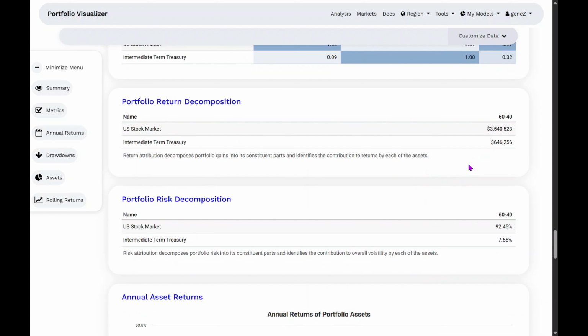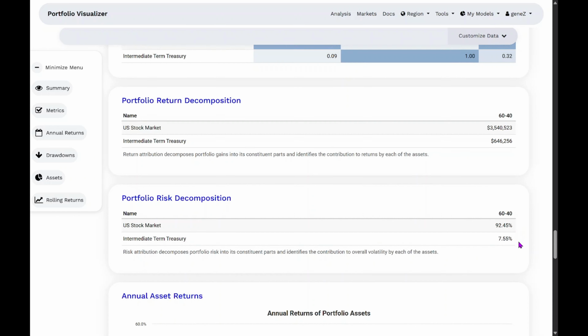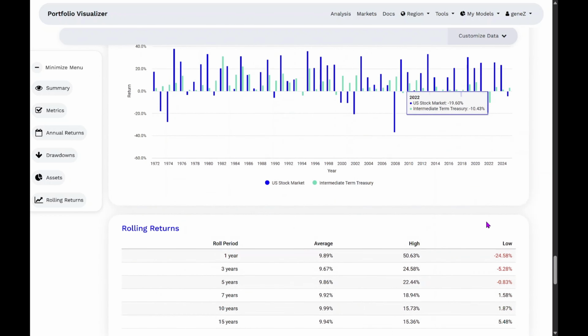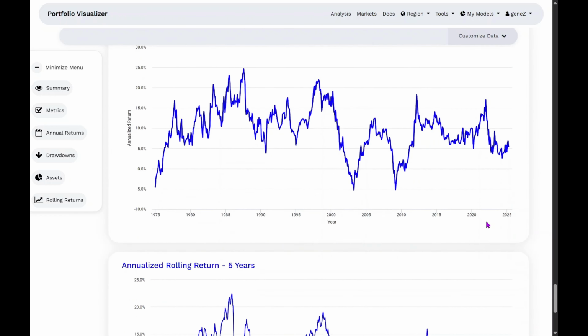Finally, if we look at the portfolio return decomposition, we see that US stocks performed much better than intermediate-term bonds, but they also carried significantly more risk. In fact, they account for more than 90% of the total portfolio risk. Here, we have return per assets. And down here, we have plenty more stats to explore.